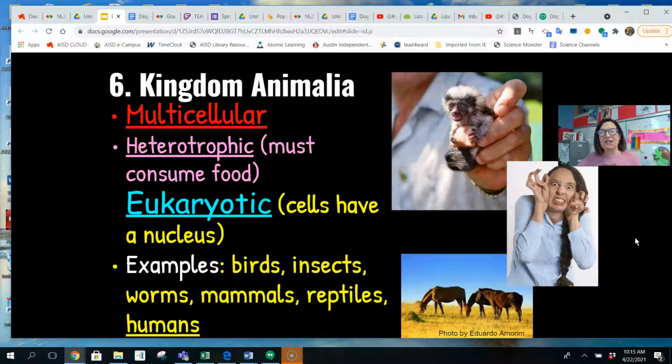So next we have kingdom Animalia. And these are multicellular. They're heterotrophic. They must consume food. So you can see in these pictures, they consume food and they're made of more than one cell. They're eukaryotic, meaning that all their cells have a nucleus and organelles in them. And some examples would be birds, insects, worms, mammals. So here, these guys are mammals. And humans. We are part of the kingdom Animalia. I think that's the funniest picture.